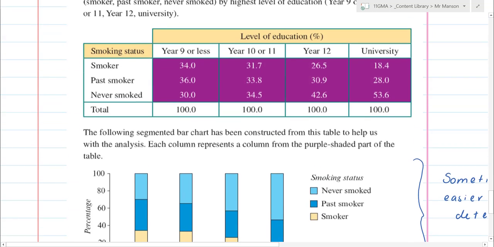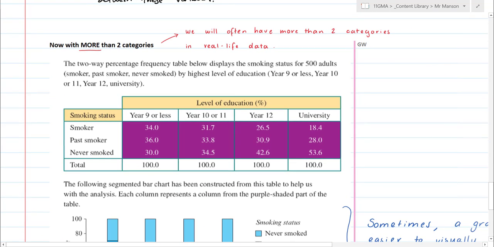Last one, and this one just gives you a bit of an understanding, so you won't have to do this. I'll just talk to it very quickly. It gives you a bit of an understanding of how we can include more than 2 variables. So it's quite a hefty table, and this is to do with adults who are asked their level of education, then asked whether they currently smoke, whether they used to, or whether they never have.